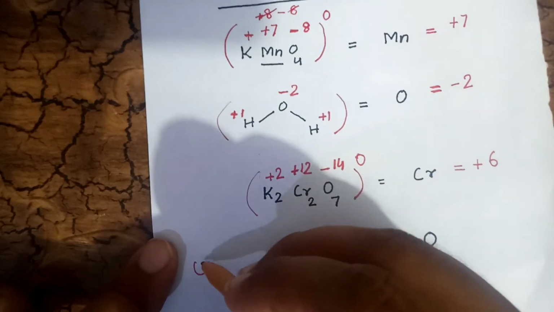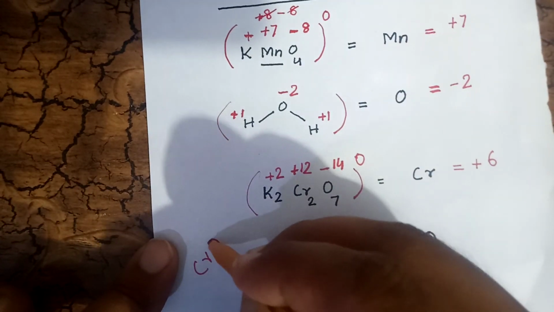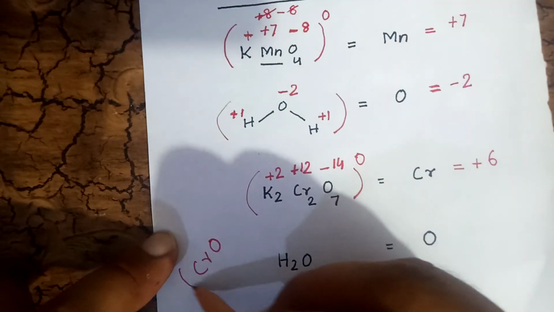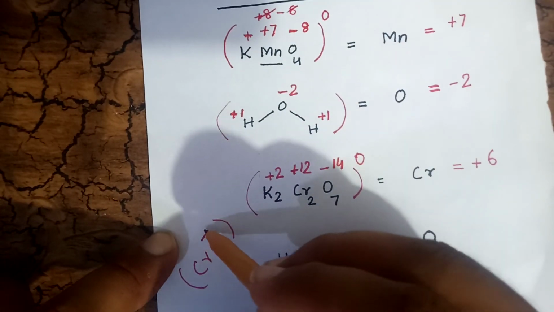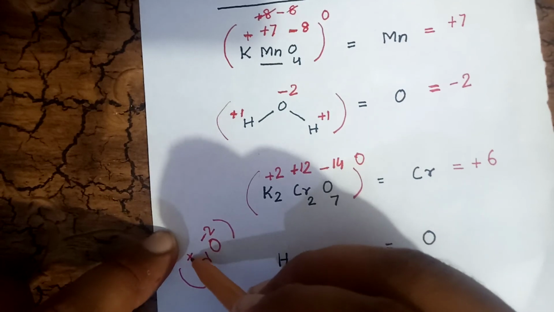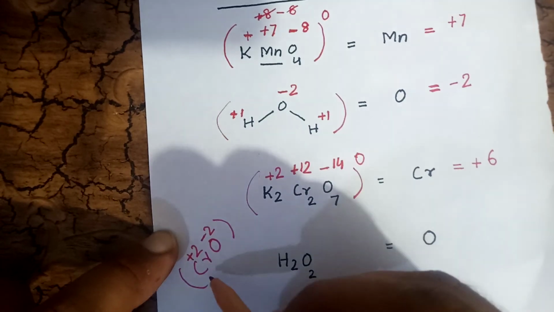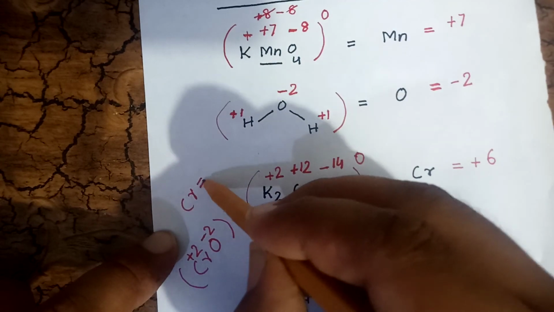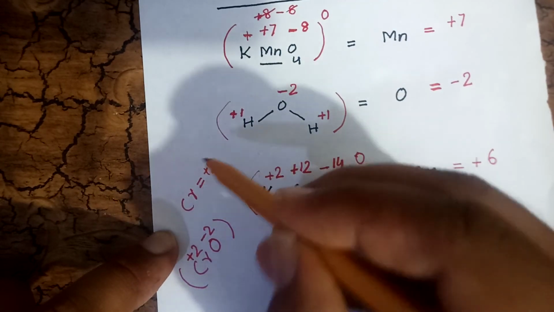Okay, and if we talk about CrO, chromium oxide, in CrO oxygen has the oxidation state of -2, and chromium has the oxidation state of +2. So in chromium oxide, the oxidation state of chromium will be +2.